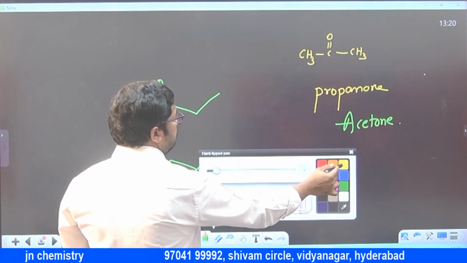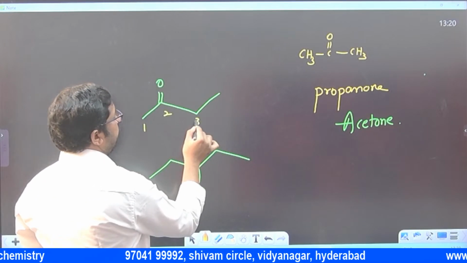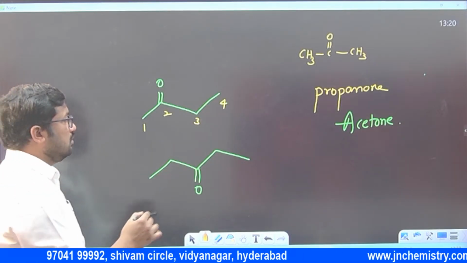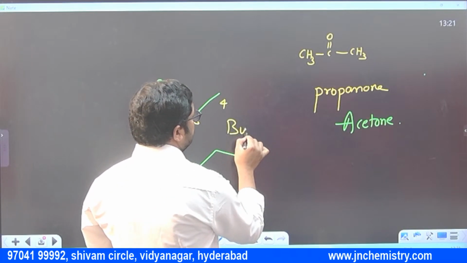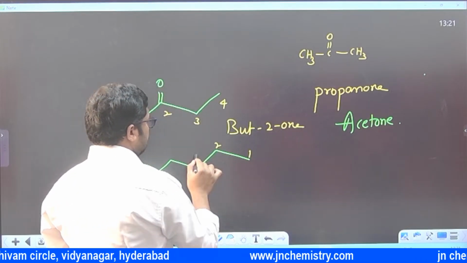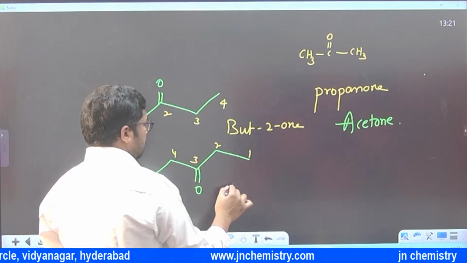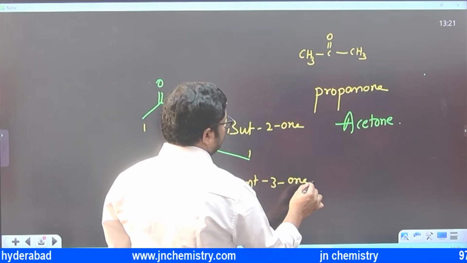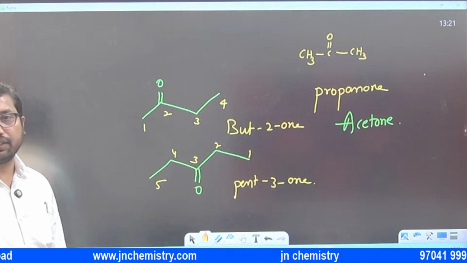So here this one, 1, 2, 3, 4, but-2-one. But-2-one. 1, 2, 3, 4, 5. This is pent-3-one, pent-3-one.